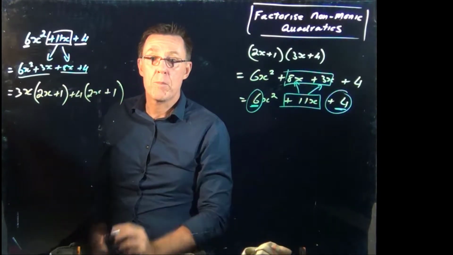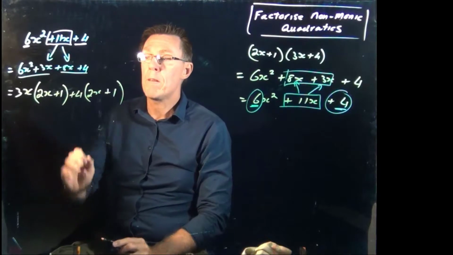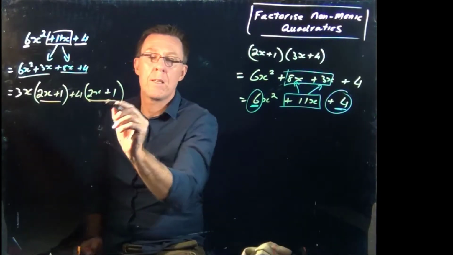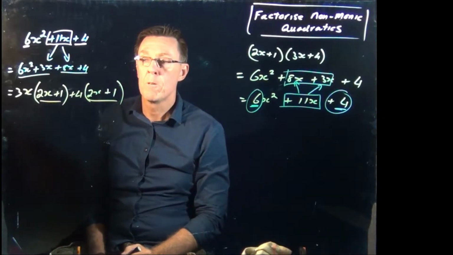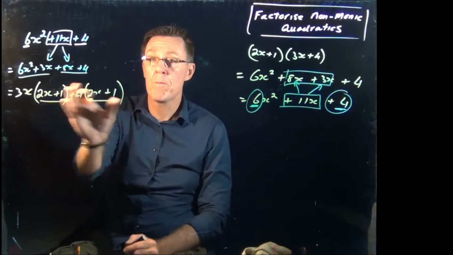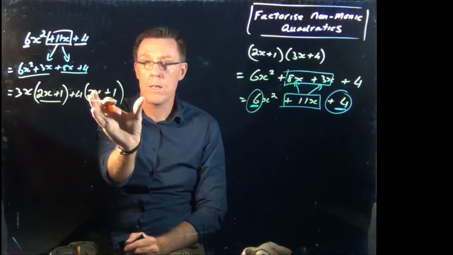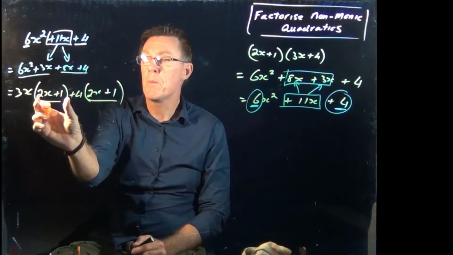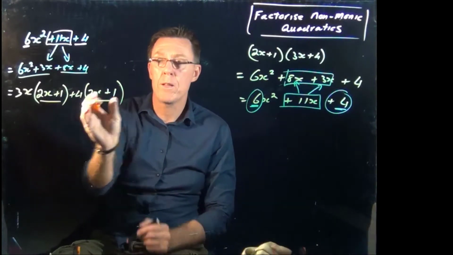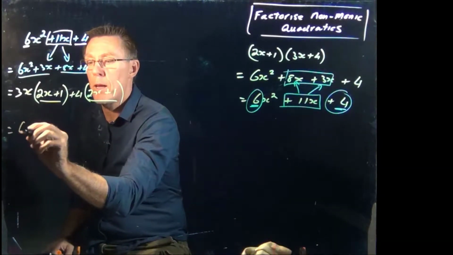Here's where I stop and check to make sure I'm on track. I'm on track if the contents of each bracket is identical, and it is. So I now have 2 numbers added together. That's a number, plus that's a number. This number has a factor of that bracket, this number has a factor of that bracket, so I take that bracket out the front as a factor.